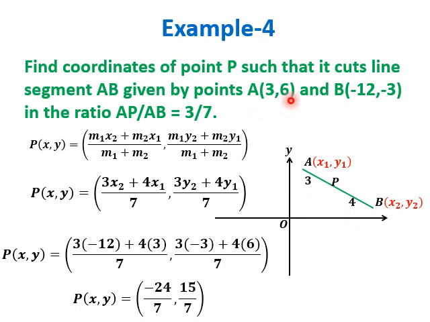x1, y1 will be 3, 6, and x2, y2 will be -12, -3. And now we substitute to get the coordinates of point P. So we are putting in this. We get P(x, y) as (-24 by 7, 15 by 7). We got the coordinates of the point P.